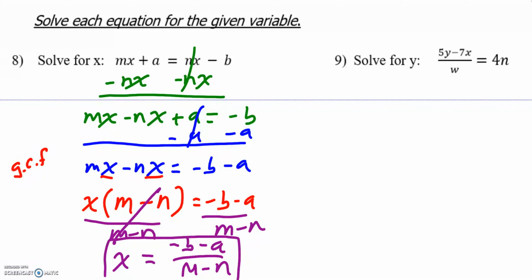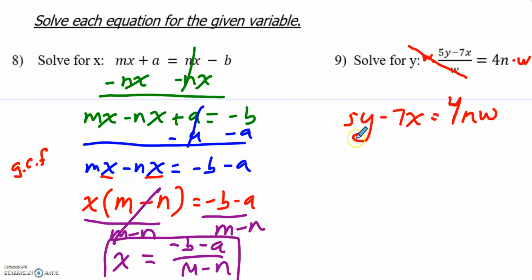Number 9, my goal is to solve for y. So if I look at this ginormous fraction, I'm guessing the first thing I want to get rid of is w. And I'm not guessing, I know that the first thing I want to get rid of is w. And if I do that, the w is crossed out over here. So I'd have 5y minus 7x equals 4 times n times w.